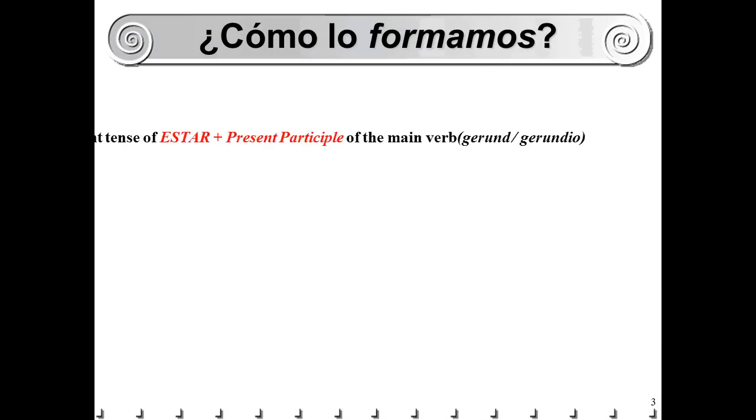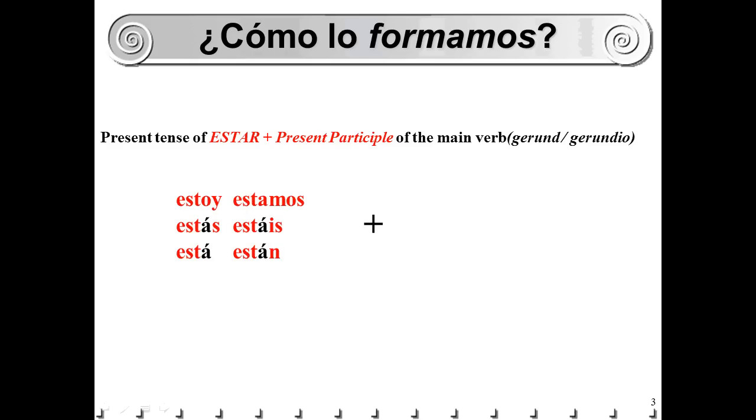How do we form it? This is what you're going to fill out. It says the present tense of estar, you're going to write that down on your sheet, plus the present participle of the main verb. So we have two things going on. You have to use estar in the present tense, and then something called the present participle, which I'll show you how to form. So you're going to write down under estar the forms estoy, estás, está, estamos, estáis, están, which means I am, you are, he, she, you are, we are, you all are, and they are.